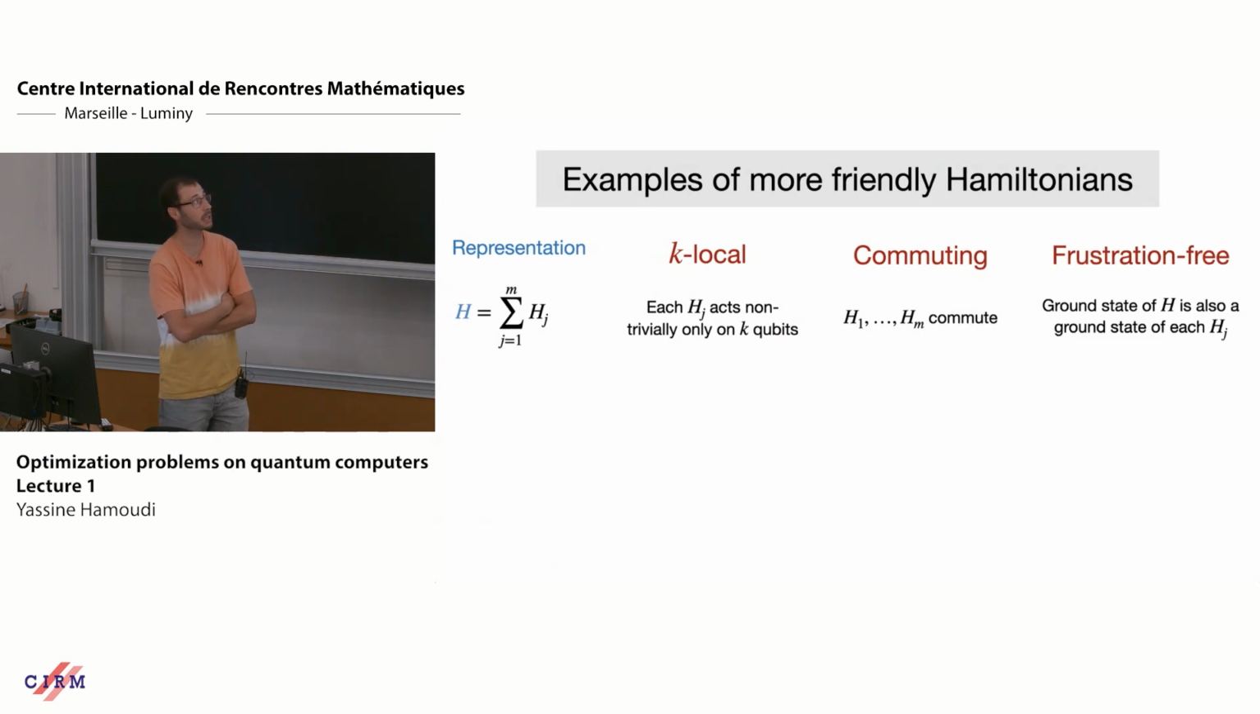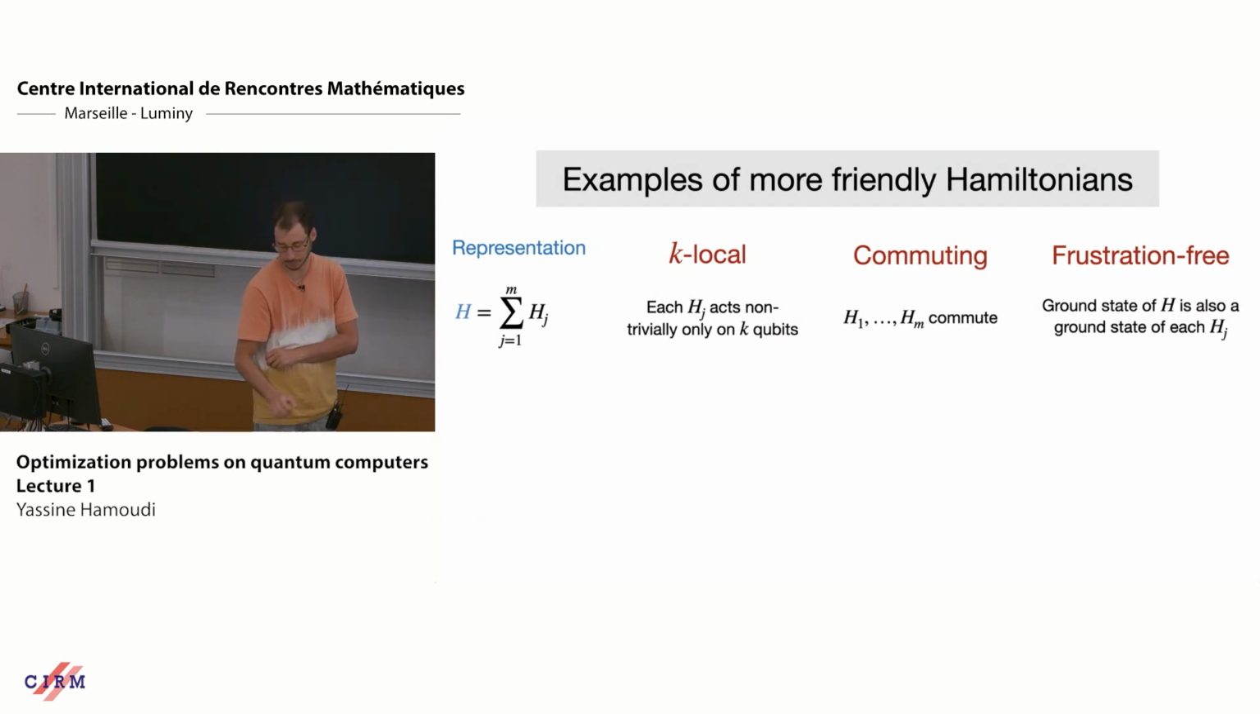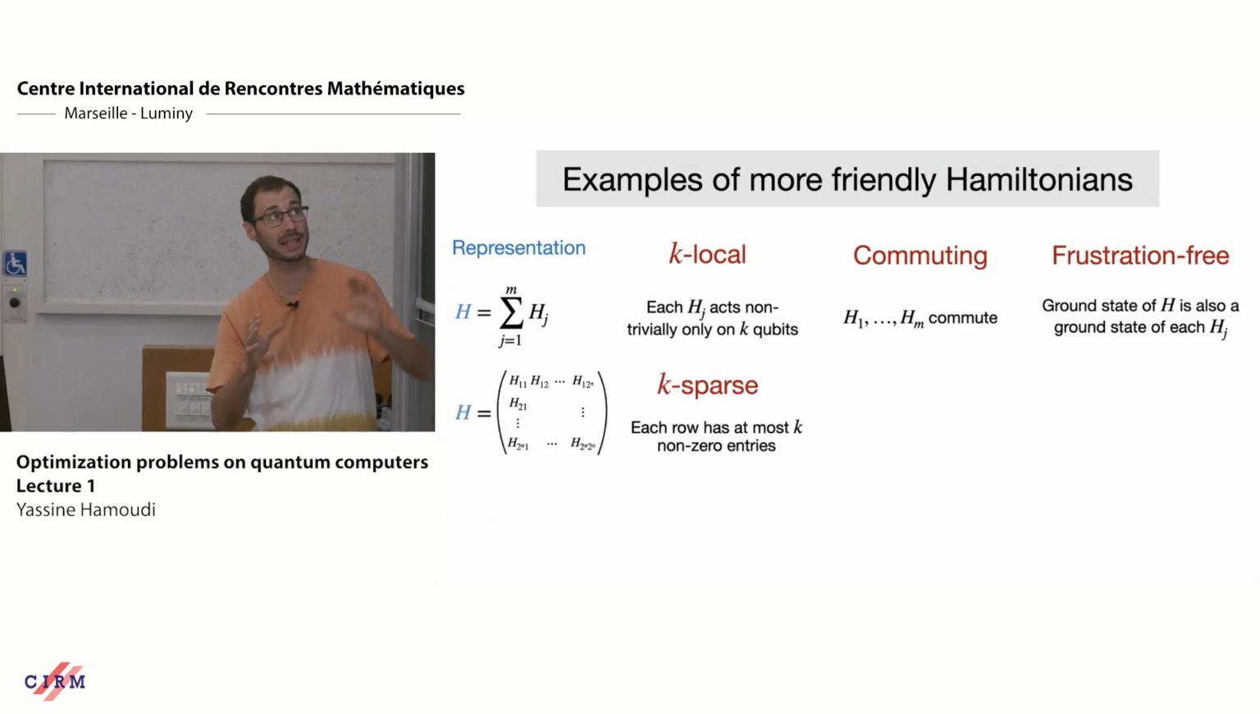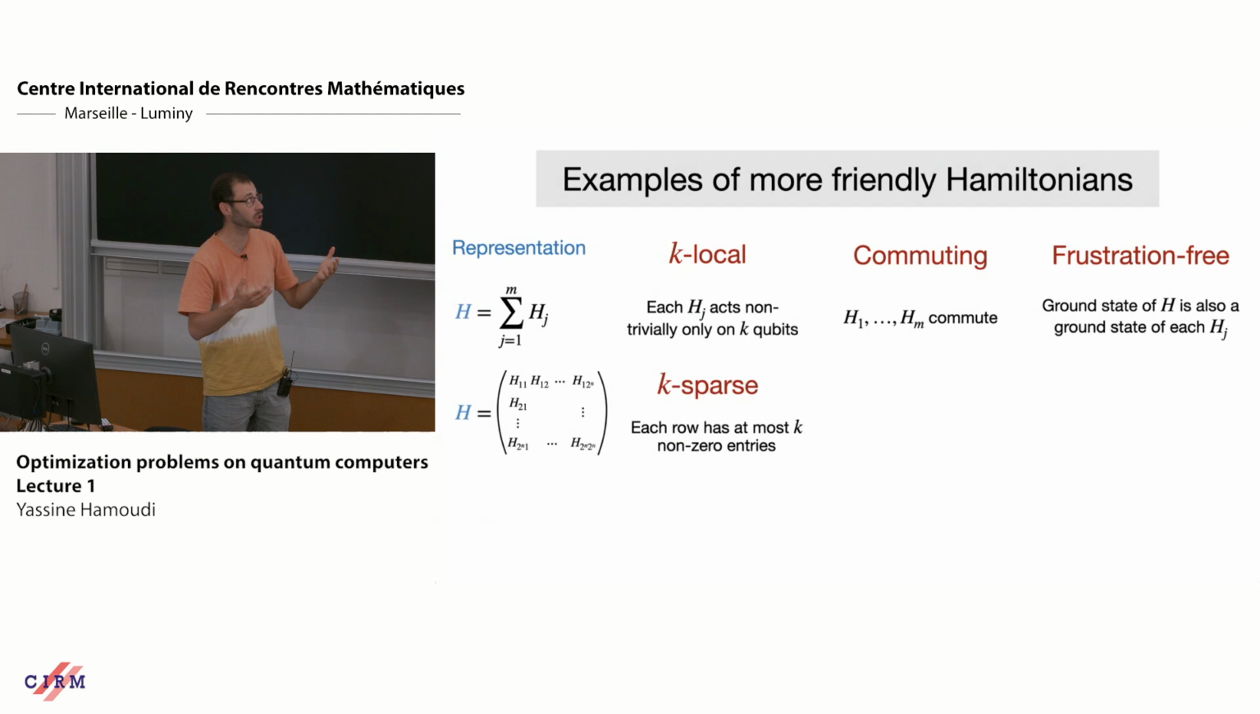Third assumption is being frustration-free, which means that the ground state of H is also a ground state of each individual Hamiltonian. So in some sense, the global optimum of H is also a global optimum of each individual Hj. So that is also a very interesting property when it comes to optimization. Okay, another assumption is now you look at H as a 2 to the n by 2 to the n matrix, and you put some restriction on the entries of that matrix.